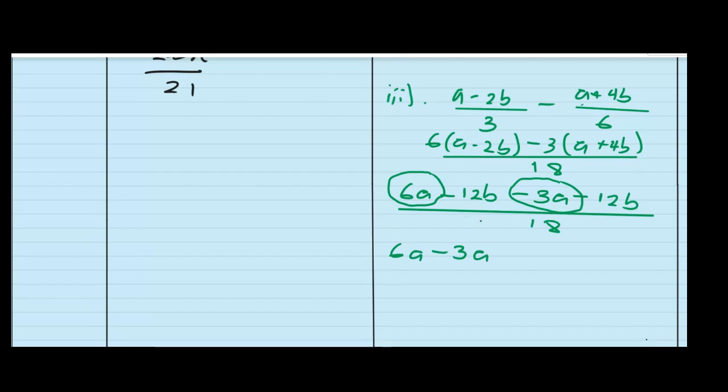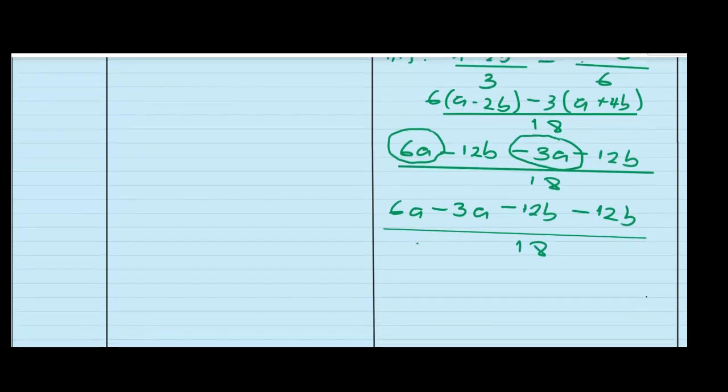We come to the other part. So that's going to be negative 12B. That is this guy. So you have negative 12B, and this one, another minus 12B. And then remember, it is all over 18. So all over 18.